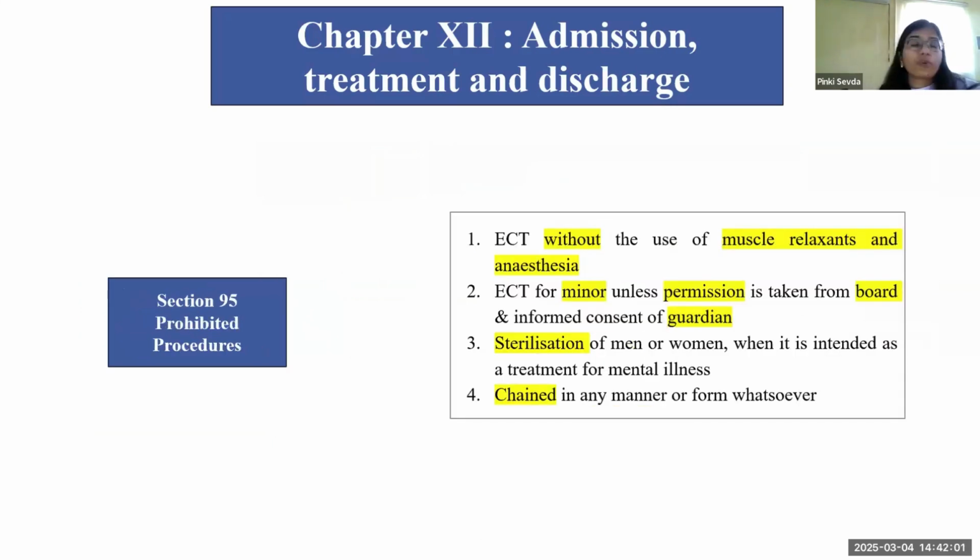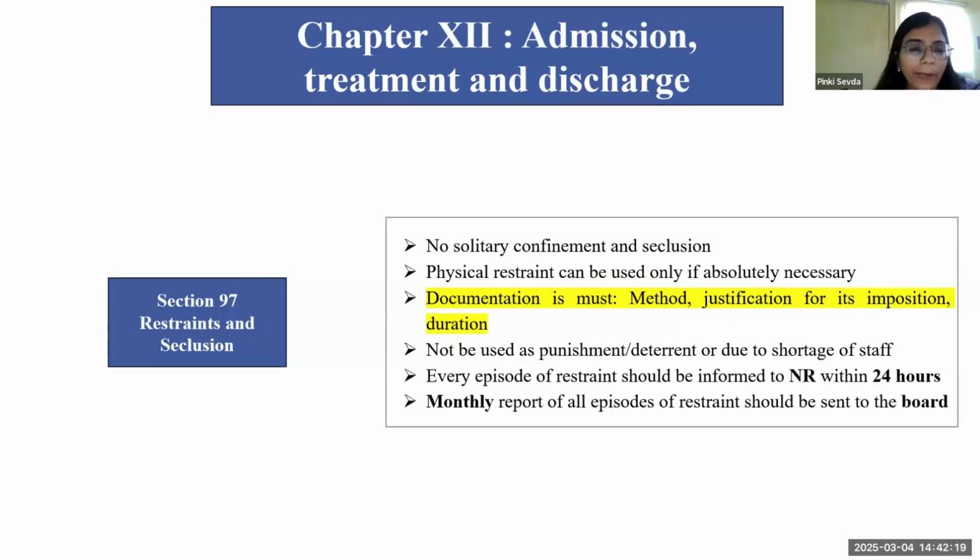Section 95 is related to prohibited procedures. Four procedures are prohibited as per this: ECT without use of muscle relaxants and anesthesia; ECT for minors, unless permission is taken from the board and consent from the guardian; sterilization of men and women; and being chained in any manner or form whatsoever.